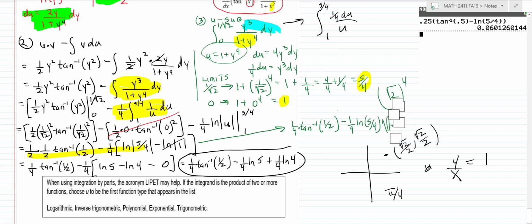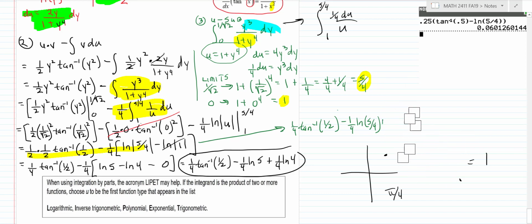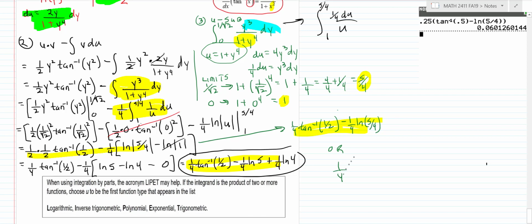So it could also be put together and written that way. It doesn't really matter. And you could factor out the fourth as well, so there's a variety of ways you could write that answer. I'd be okay with this, I'd be okay with that, and I'd be okay with 1/4 parentheses inverse tangent of a half minus ln of 5/4. Any of those three ways you could write your answer. So that's how that would go.